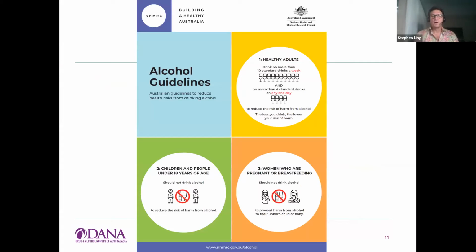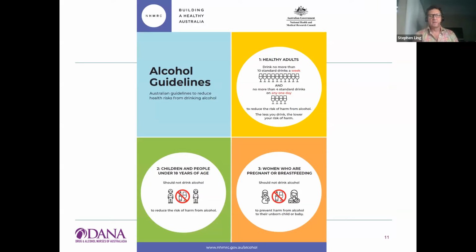The alcohol guidelines for Australia: there's really no safe level of alcohol use, we now know, but for healthy adults in Australia, we recommend that a healthy adult drink no more than 10 standard drinks in a week and no more than 4 standard drinks on any one day, in a bid to reduce the harm related to alcohol. Obviously, the less you drink, the lower the risk of harm.